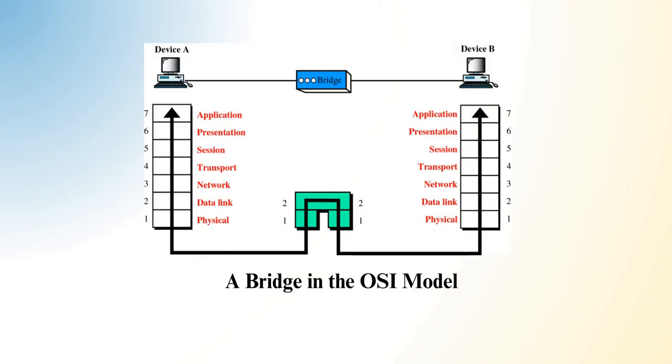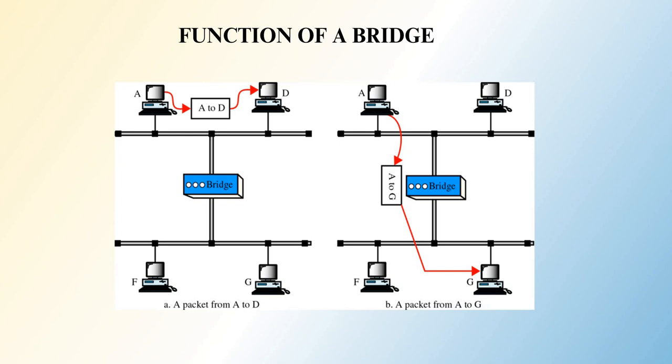So that is a diagram for the bridges in the OSI model. That is device A and then device B. Both devices are connected by the bridge. Device A has the 7 layers of the OSI model. Likewise, device B has the 7 layers of the OSI model. The bridge works only on the first 2 layers. They are the physical and the data link layer. So that is the function of the bridge.